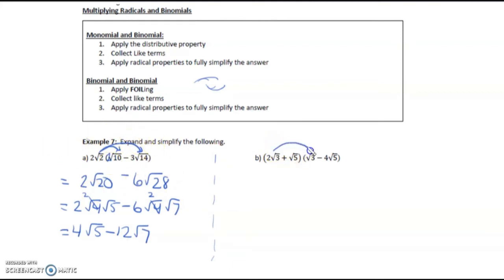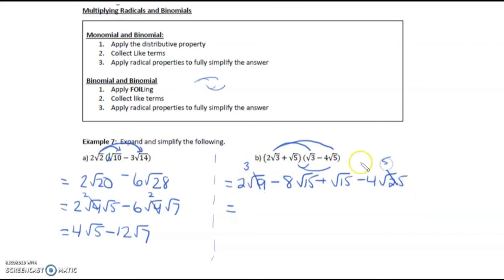Now, let's multiply 2 root 3 by root 3. So 2 root 9. 2 root 3 times negative 4 root 5 is negative 8 root 15. Root 5 times root 3 is root 15. And root 5 times negative 4 root 5 is negative 4 root 25. I'm going to cancel all the ones that we can. So root 9 already cancels and root 25 already cancels.